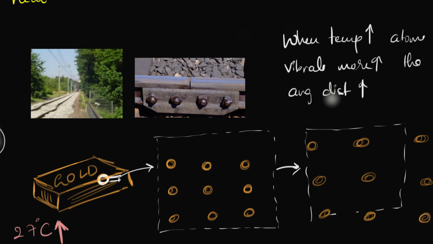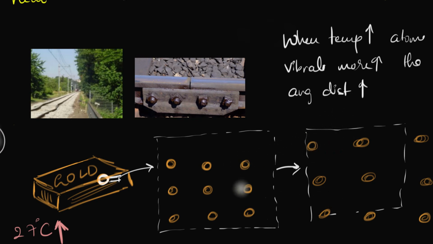And you may be wondering, why is it that if the atoms vibrate more, the average distance must increase? That would be a good question, but that turns out to be a little bit more complicated. It's really interesting, and so that deserves a separate video all by itself. So maybe we'll look at that in another video, but over here, we're just going to accept the fact that if the atoms vibrate more, then their average distance increases.